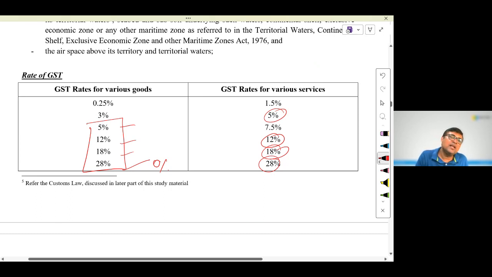2 more rates are incorporated: 0.25% and 3%. These are the IGST rates. 0.25% and 3% on jewelry are applicable. 1.5% and 7.5% in case of services. These 2 rates are more added.